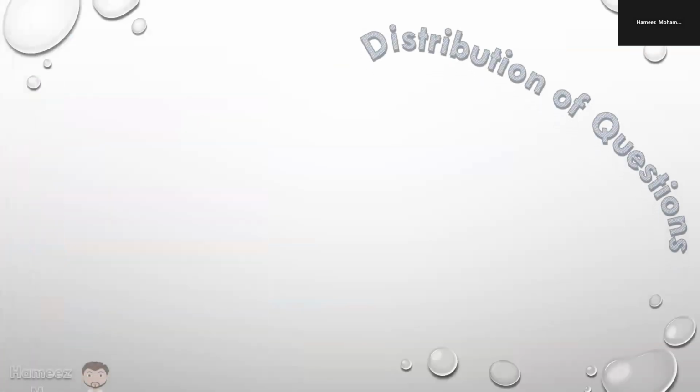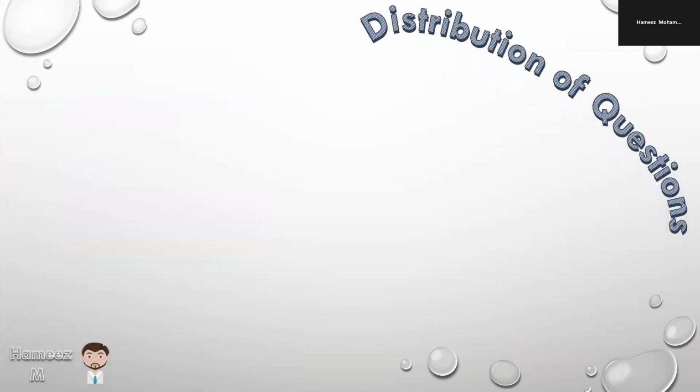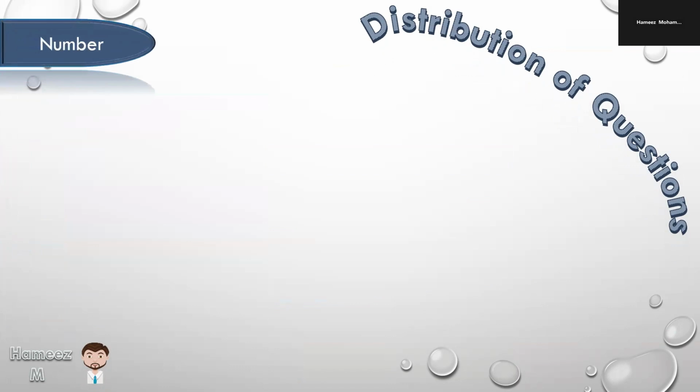So now let's look at the distribution of questions. In section 1, it is broken up into 4 strands. The first strand is number. Number takes up almost half of the objectives that have to be covered in Standard 4 and 5.